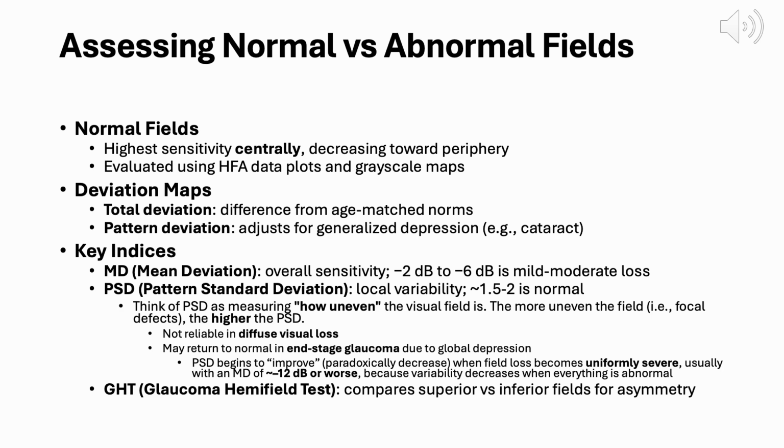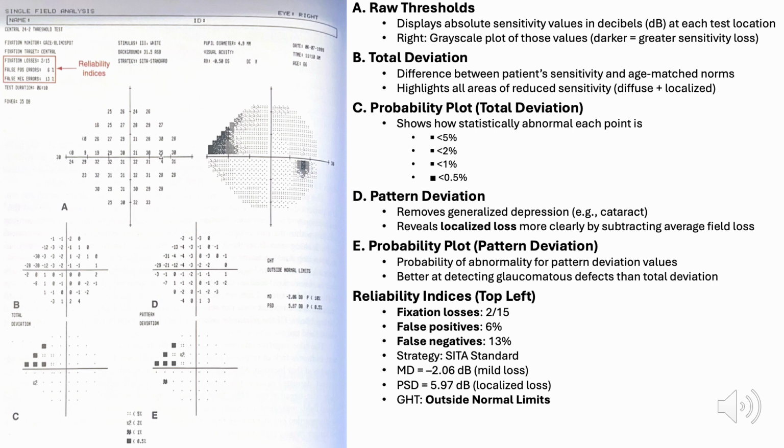common in glaucomatous damage. Now let's walk through the single field analysis report, which is a standard output from the Humphrey Field Analyzer. In the top left, we see the reliability indices. These tell us how trustworthy the test is. Fixation losses were 2 out of 15, which is acceptable. The false positive rate is 6%, and false negatives are at 13%. These values suggest the test is reasonably reliable. Moving to the raw threshold values labeled A, these are the actual sensitivity values in decibels measured at each point. On the right side is a grayscale representation. Darker areas mean lower sensitivity or worse performance at those points.